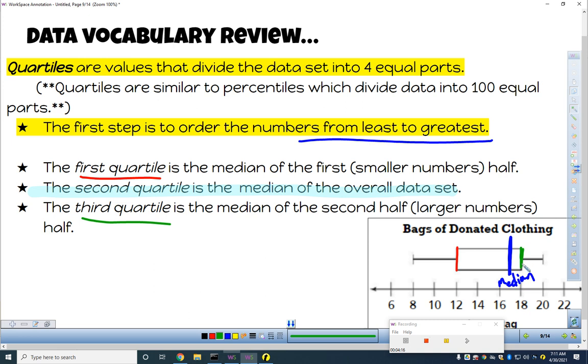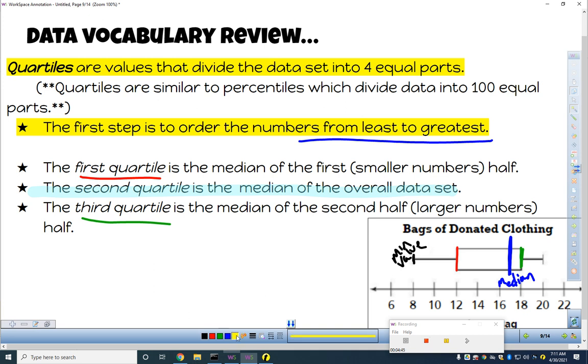And if some of this still isn't making sense, you're going to see a visual representation in the next slide. So please just bear with me until we get to those examples. The other 2 lines drawn on here, we've got this one down here. That is the minimum value. So the lowest amount of pounds per bag of clothing donated was 8 pounds.